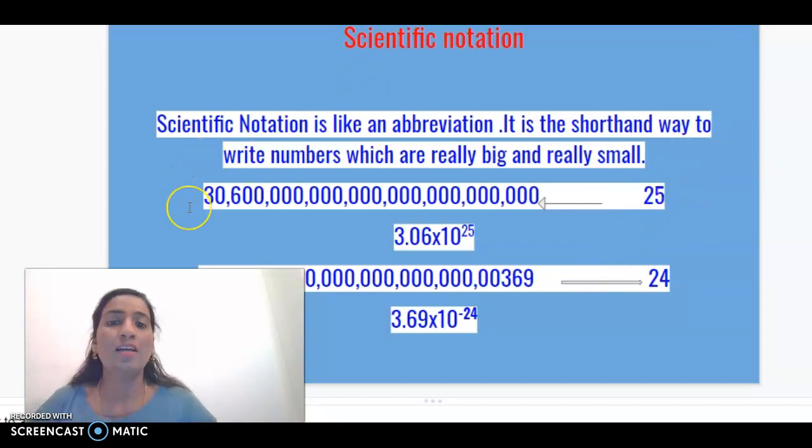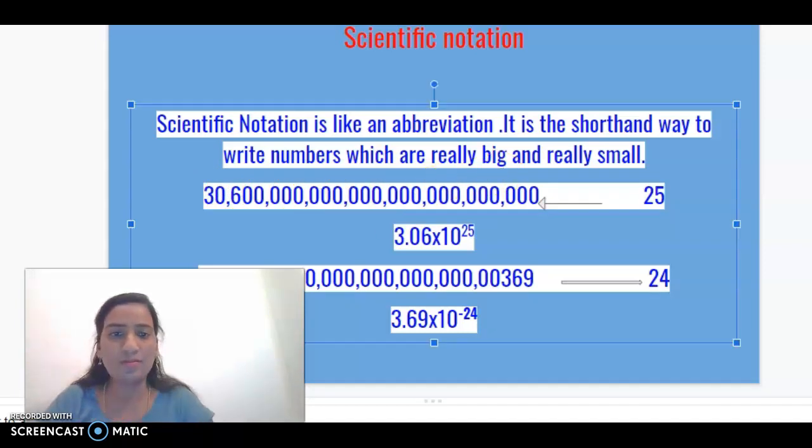For writing a very large number or a very small number in scientific notation, first we have to find the decimal. Is there a decimal in this big number or in the small number? Now let's see this very big number. Can you see a decimal in this number? You cannot see a decimal. If there is no decimal, it means there is a decimal at the rightmost end, right? So there will be a decimal here.